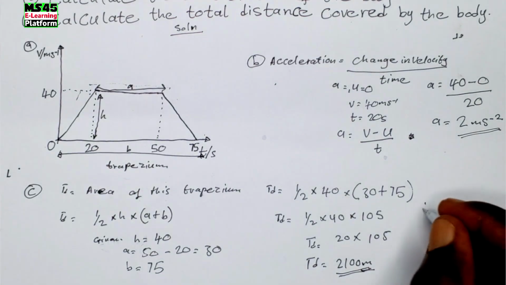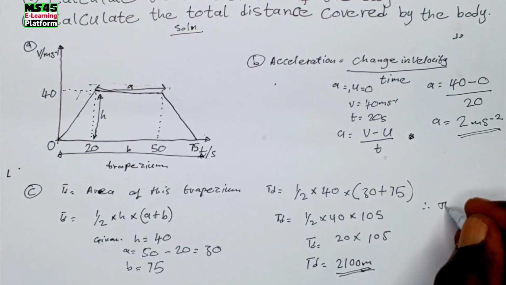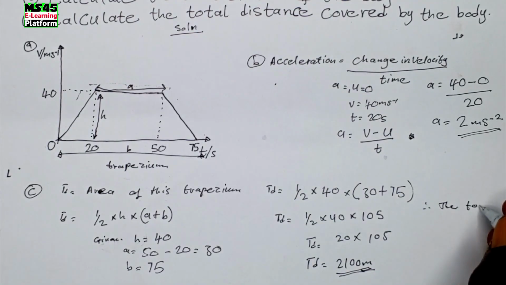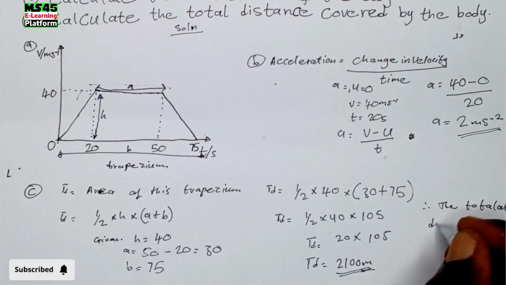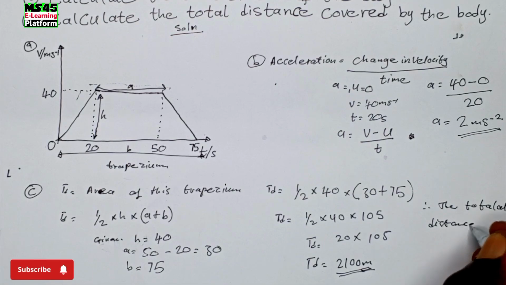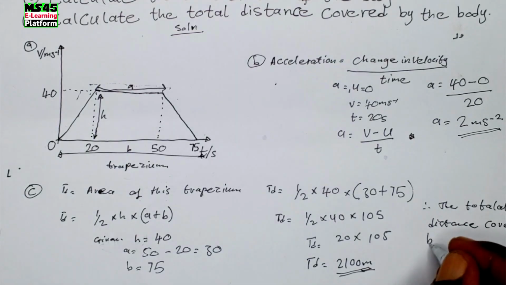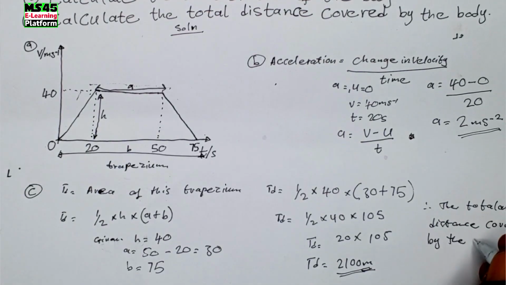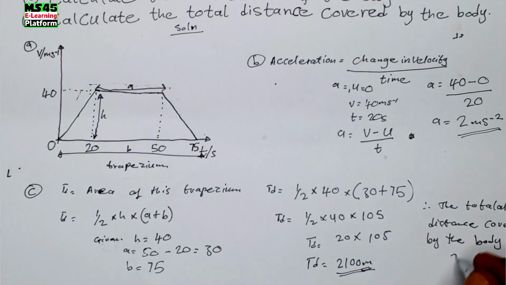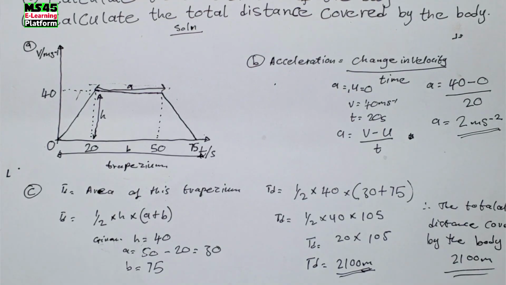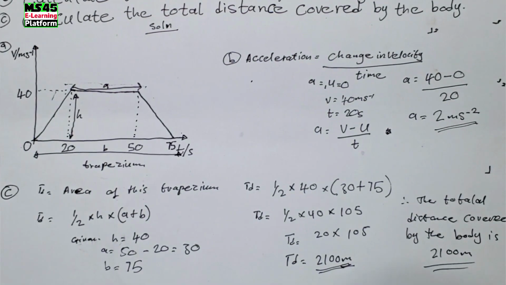Therefore, the total distance covered by the body is 2100 meters. After solving it, don't forget to write the answer in statement form like this.